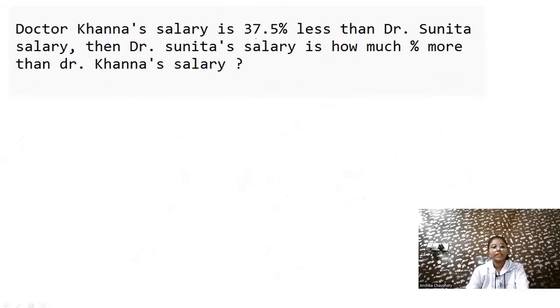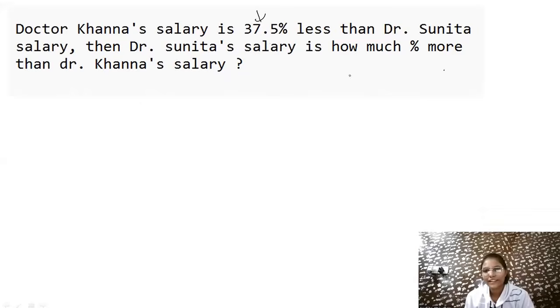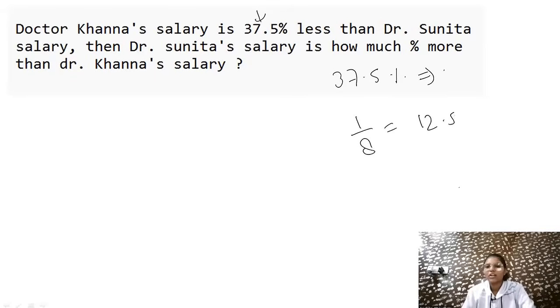All right, the next question is, Dr. Khanna's salary is 37.5% less than Dr. Sunita's. First of all, see, 37.5 stands for what? We know that 1 upon 8 stands for 12.5. So if we multiply it by 3, 3 by 8 stands for 37.5. So 37.5 stands for 3 by 8.